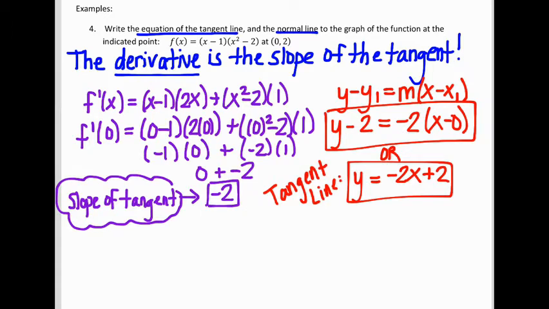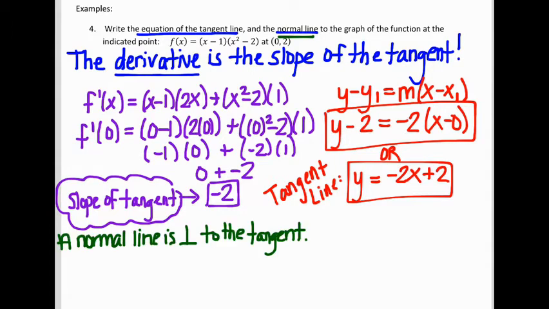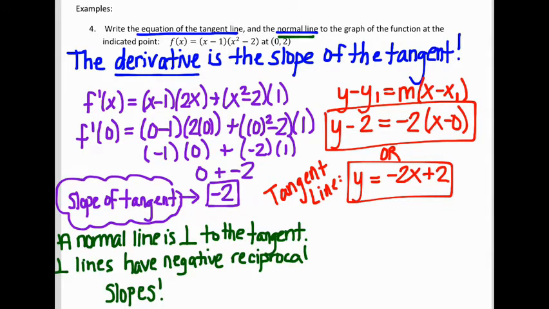Now, what is a normal line? A normal line is perpendicular to the tangent line. Very often normal lines are looked at in things involving optics or light, the way things are reflected. So sometimes you might want the equation of a normal line. And perpendicular lines have negative reciprocal slopes. So I'm going to look back up here at the point slope formula version of the line and just change my slope to the negative reciprocal, a positive 1/2.